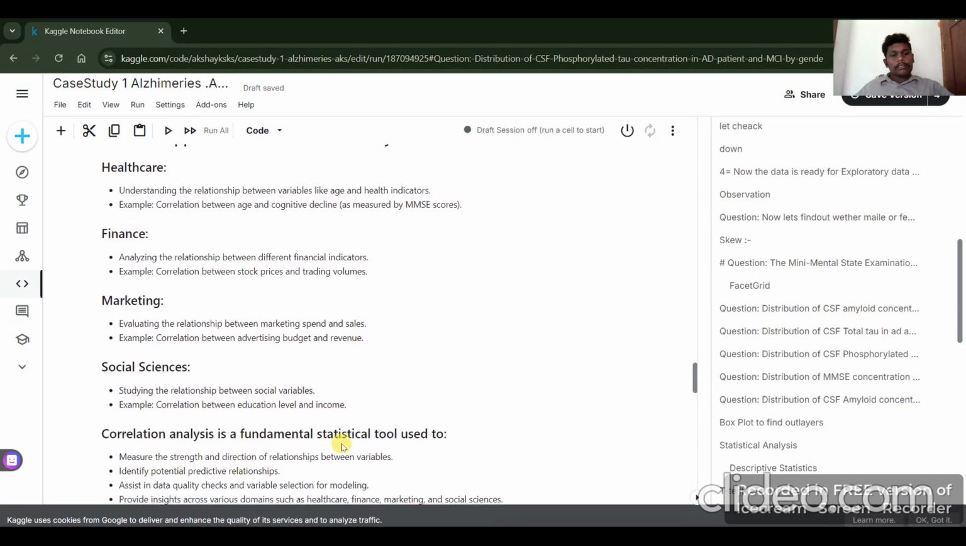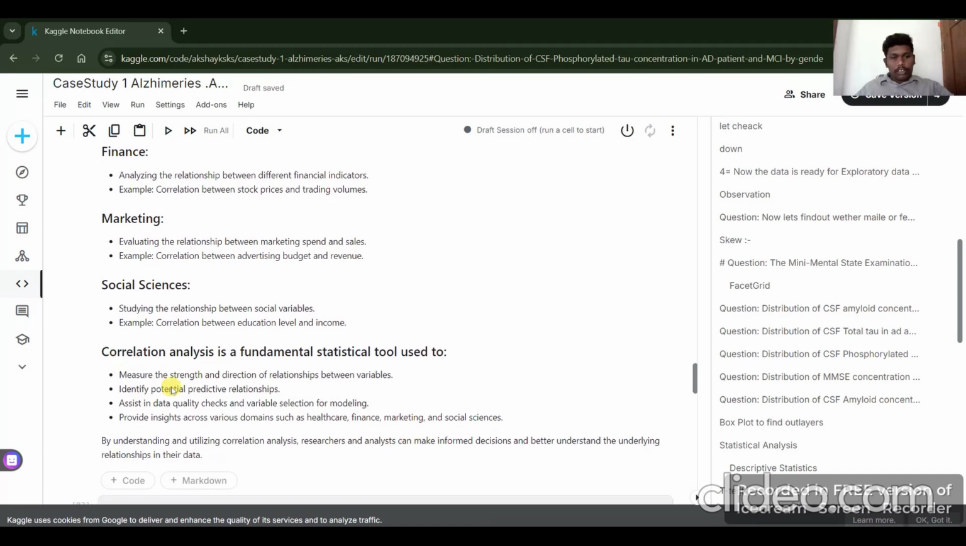Correlation analysis is a fundamental statistical tool used to measure the strength and direction of the relationship between variables, identify potential predictive relationships, assess data quality, and support variable selection for modeling, providing insights across various domains such as healthcare, finance, marketing, and social science. By understanding and utilizing correlation analysis, researchers can make informed decisions and better understand the underlying relationships.